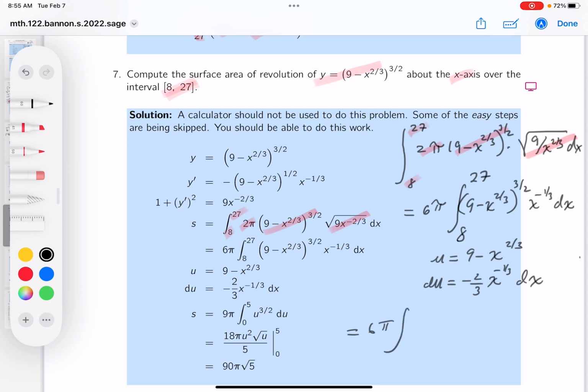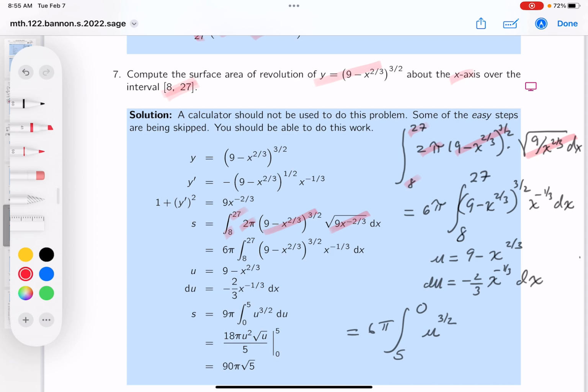I'm going to do the lower limit first, which is 8. And 8 to the 2/3 is going to be, well, the cube root of 8 is 2, and 2 squared is 4, and 9 minus 4 is 5. Let's do the upper limit. The upper limit is 27, the cube root of 27 is 3, 3 squared is 9, right? And 9 minus 9 is 0. All right, let's keep going. And I see u to the 3 halves.